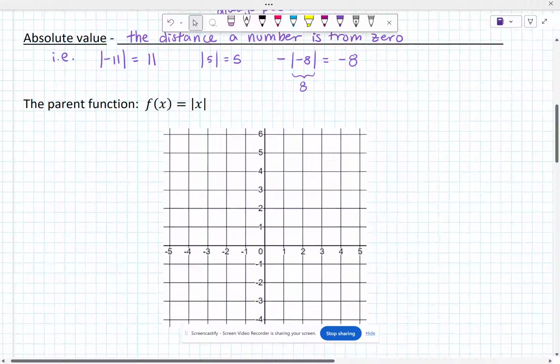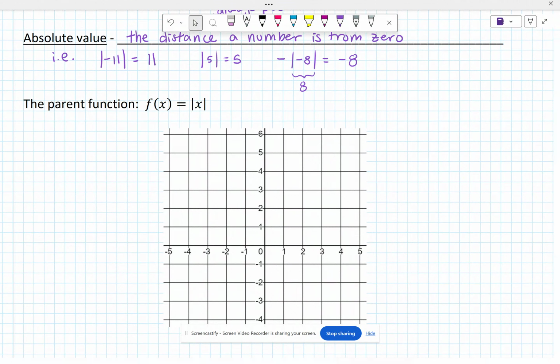The parent function. We always try to look at the parent function before we jump into more details and transformations of a function, so we can have a really good grasp on what it looks like. The parent function for the family of absolute value functions looks like f of x equals the absolute value of x. You can see it right here.